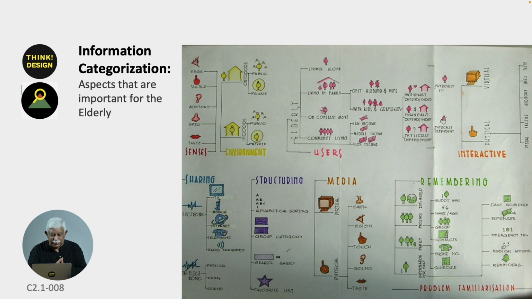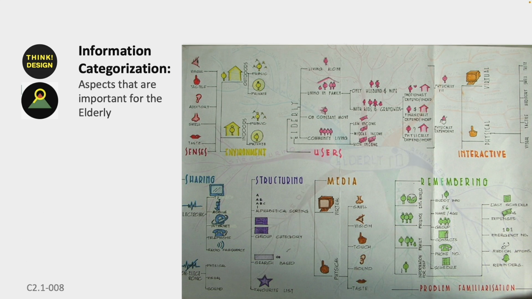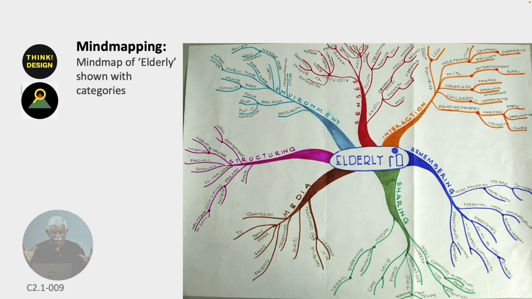They also looked at different medias. They also looked at the keyword remembering. So, this is the world of the problem. They made smaller mind maps to figure out all these things. And they did a broader mind map with the elderly in the center, and you see the branches of media, structuring of environment, the environment itself, structuring of information, sensories, interaction, what it means to remember and what it means to share. So, this forms the worldview of the elderly.